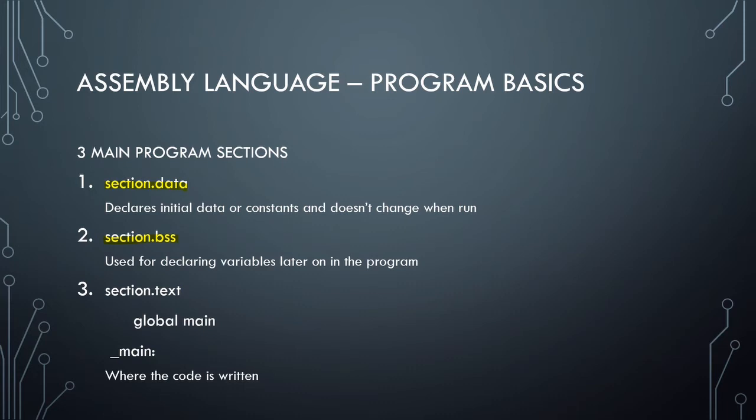And then we have the section.text. This is where the main part of our program is. And typically it'll look like this. It'll be underscore main with a colon after that. And below this is where all of our main code for the program will be written. That's all the things that are changing, all of the commands that you're stepping through. Anything that's not initial data that the program needs to run, or any variables that are going to be used, should all be written under the main section.text program section.